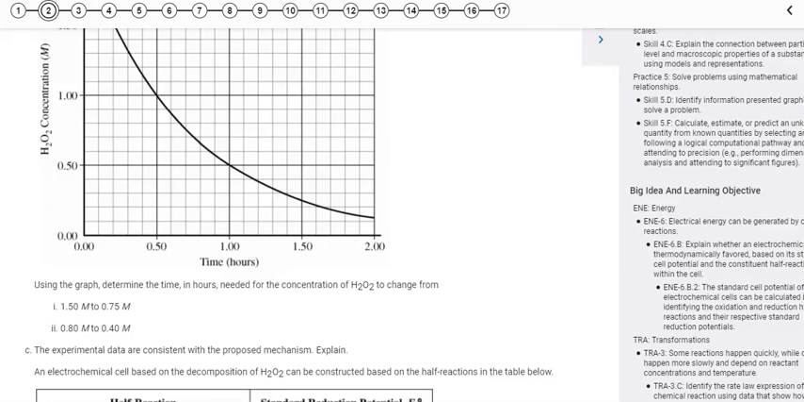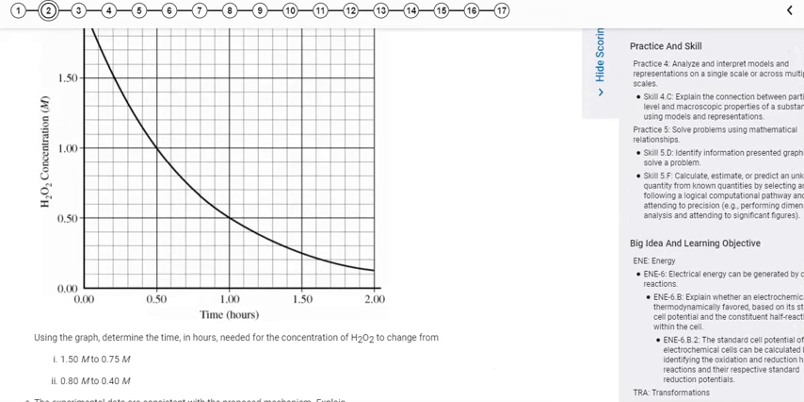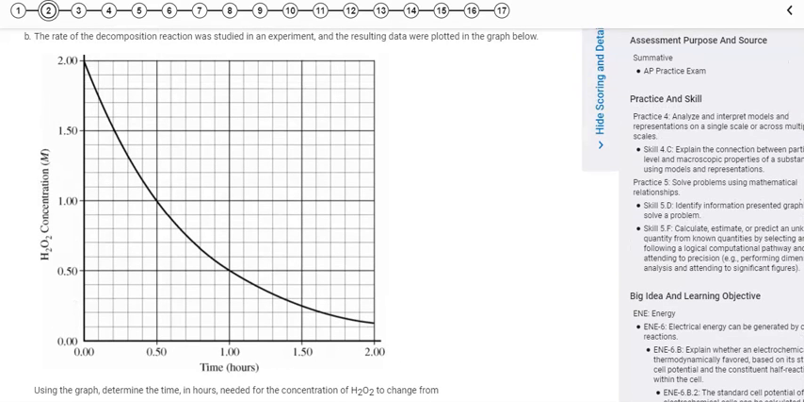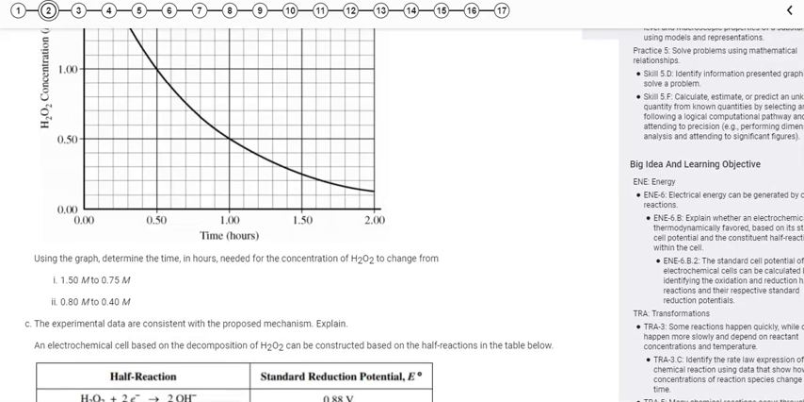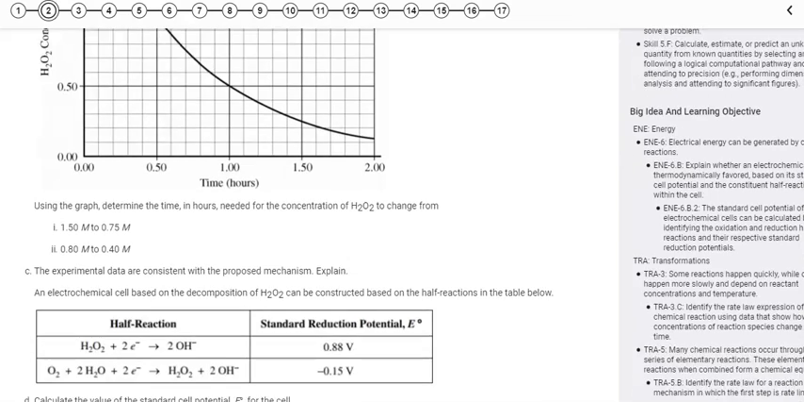Okay, and then it asks for 0.8 to 0.4. Again, you've got to be able to read the graph, locate 0.8, and that looks like it corresponds with a time of about 0.65. And 0.4 looks like it corresponds with a time of about 1.15. So 1.15 minus 0.65, that's also going to be 0.5 hours or 1/2 hour or 30 minutes. You may get a slightly different answer than I did because the curve is in between grids, but if you get about the same, you're good.